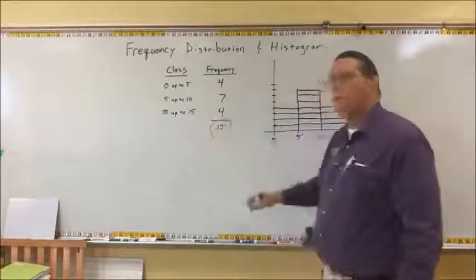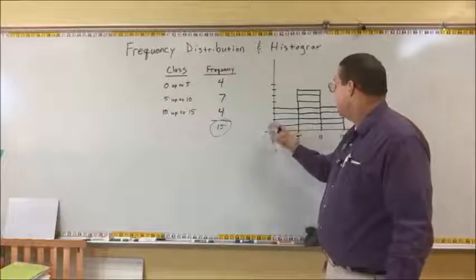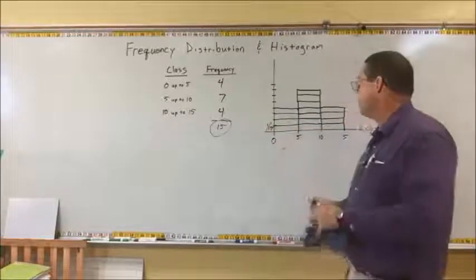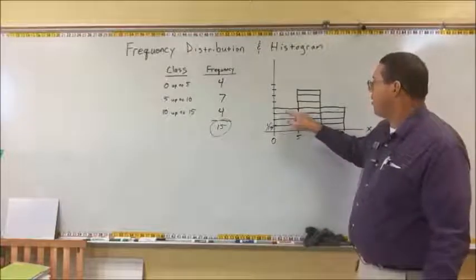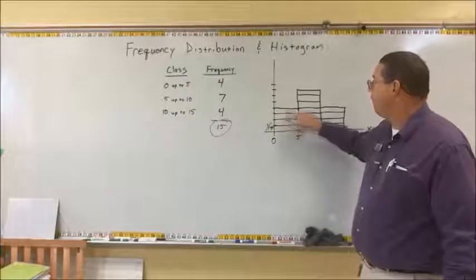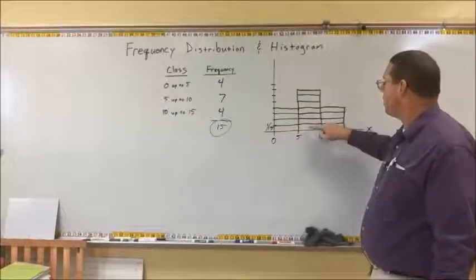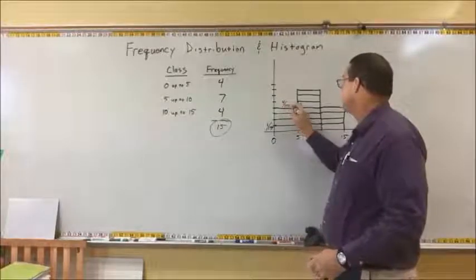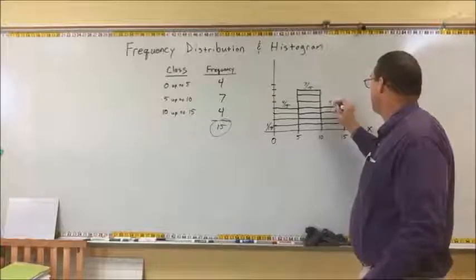There's 15 total. So what that means is that each one of these blocks is 1/15. So we're going to put a 1/15 here. And since this one is 1, 2, 3, 4 high, that's 4/15. And because this one is 7 high, that's 7/15. So this is 4/15. This is 7/15. And this one is also 4/15.